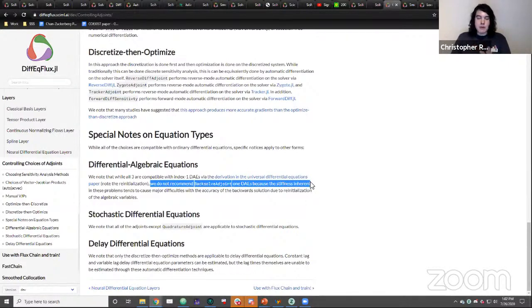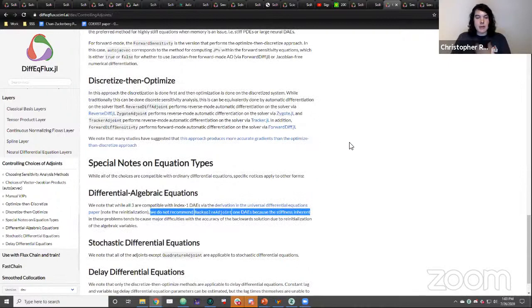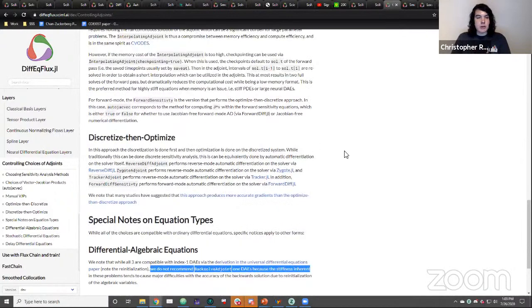We have some contrived equations where it works, but generally it has to do with a Lyapunov coefficient that occurs when you have the singularity in the mass matrix. So you can utilize any of these adjoints and any of these automatic differentiation methods with DAEs, but we highly recommend that you use something like interpolating adjoint.